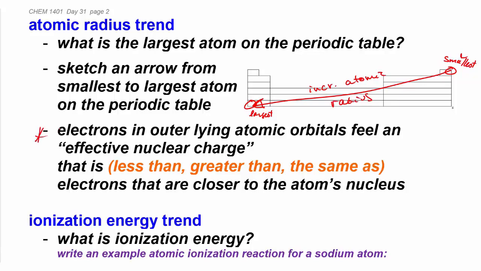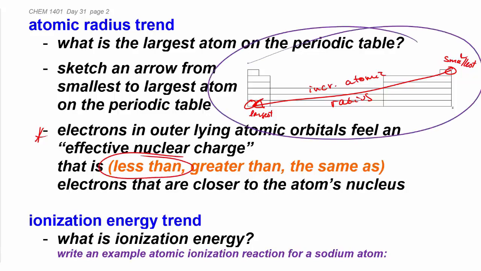How about this one? Electrons in outer lying atomic orbitals feel an effective nuclear charge that is what, than electrons that are closer to the atoms? Less than. So the idea behind this is that there's a lot of electron between the outermost electron and the nucleus. So those outermost electrons, they're shielded by the inner electrons. So those outer electrons don't feel the full positive force of that nucleus because they're being shielded by those inner electrons.